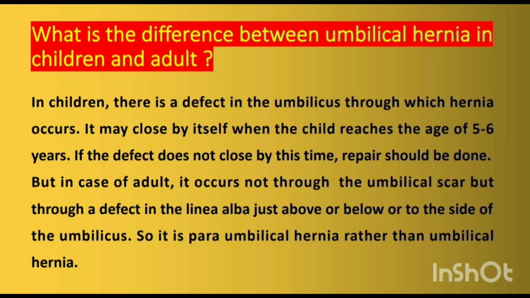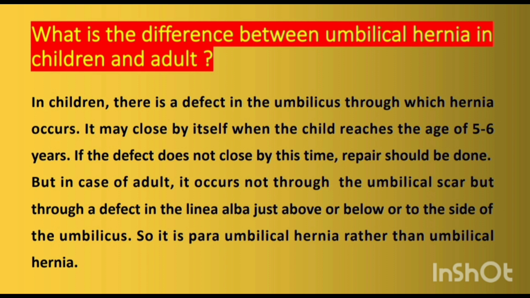Question: what is the difference between umbilical hernia in children and adults? Answer: in children there is a defect in the umbilicus through which the hernia occurs. It may close by itself when the child reaches the age of 5 to 6 years. If the defect does not close by this time, repair should be done.